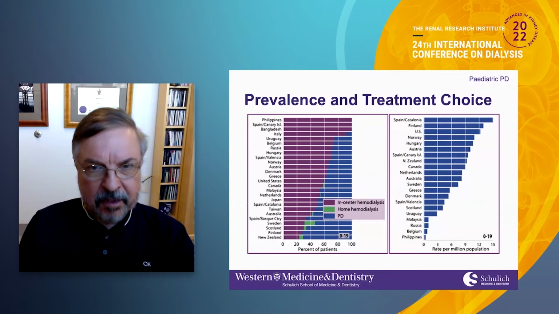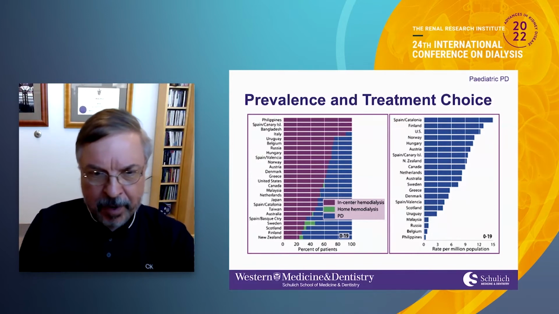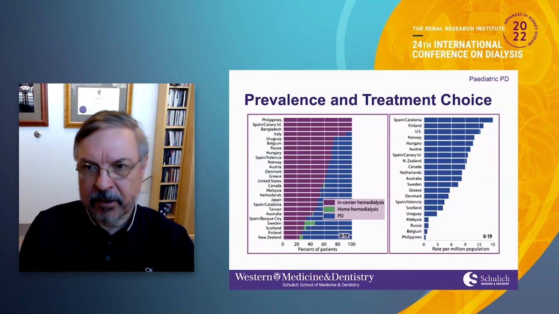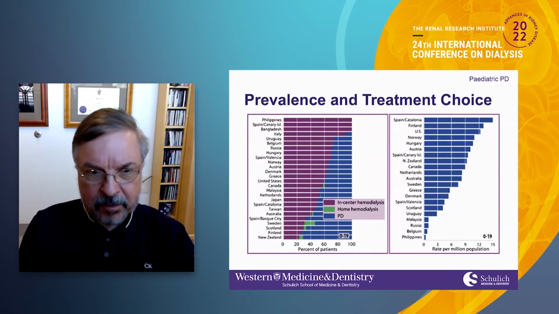And then there is also a huge difference in the choice of treatment period. If I disclose the bias in our center, we would put every child and every adolescent on PD as our first choice. Only a small fraction on home hemodialysis, and only if we absolutely must, we would choose in-center hemodialysis. This has in part to do with the fact that there are patients that are over 1,000 miles away from us. Next slide, please.